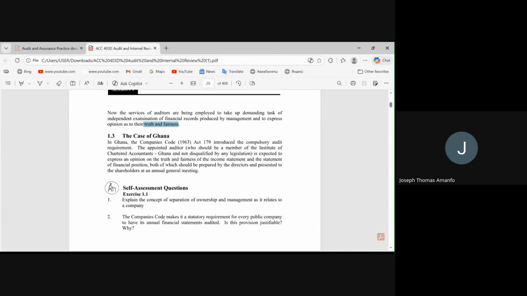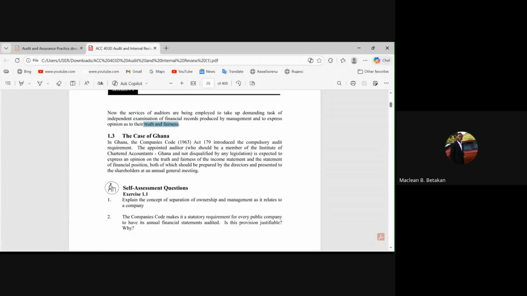Is it Article 286 that talks about asset declaration? No, this is Companies Code 1963, Act 179. This code has been revised in 2019. So what is the current code? Act 992, 2019. Please take note of that.